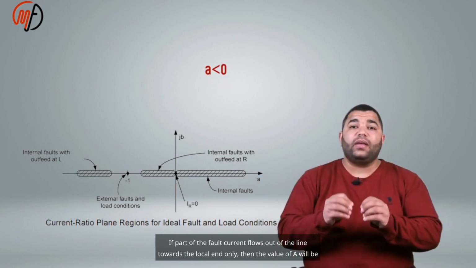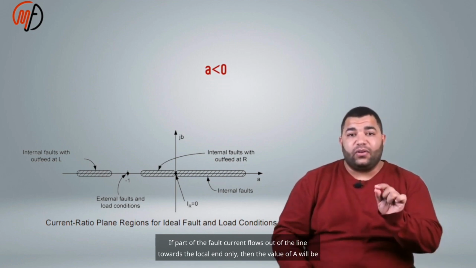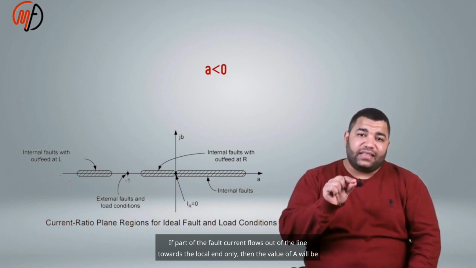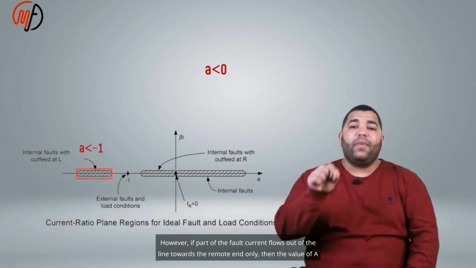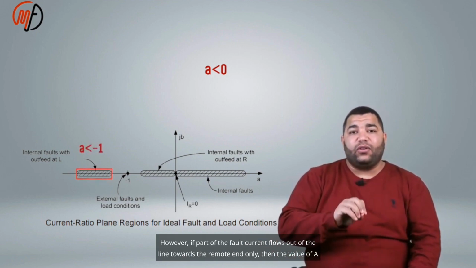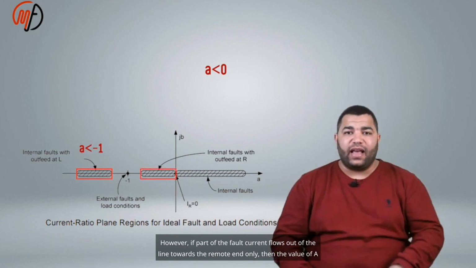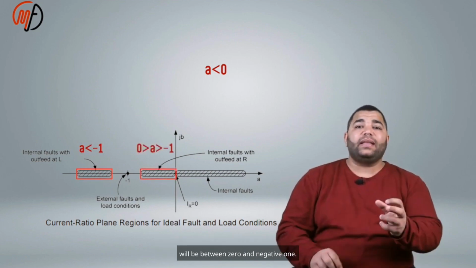If part of the fault current flows out of the line towards the local end only, then the value of A will be less than -1. However, if part of the fault current flows out of the line towards the remote end only, then the value of A will be between 0 and -1.